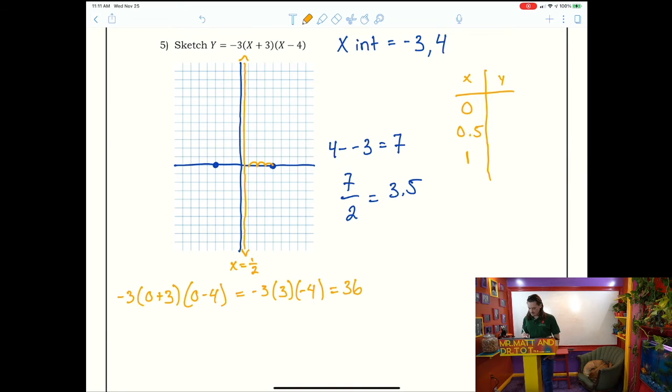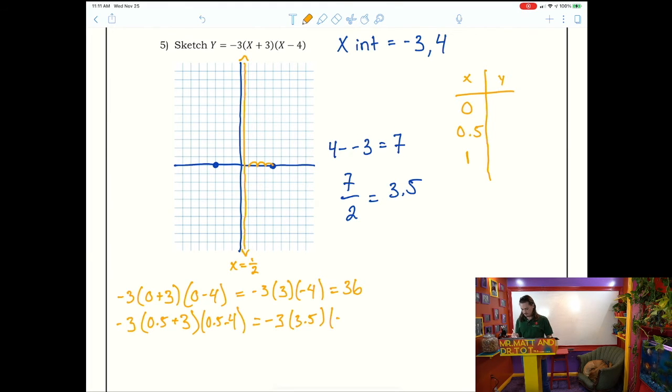For 1/2, I'm going to have -3 times 0.5 plus 3 times 0.5 minus 4. That's going to be -3 times 3.5 times, oops, excuse me, not 0, 0.5 minus 4. 0.5 minus 4 is going to be a -3.5. And so if we do -3 times 3.5 times -3.5, we're going to get +36.75. And then lastly, let's evaluate when x is equal to 1.